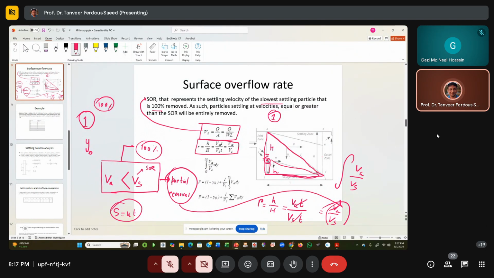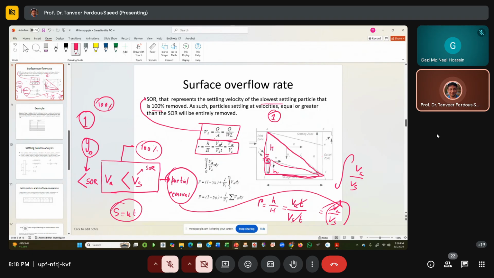Now, this is the full proportion, that means the total amount of particles. This is the proportion of particles whose settling velocity is less than Vs. So these particles theoretically will not be removed. This is the proportion that theoretically will not be removed.